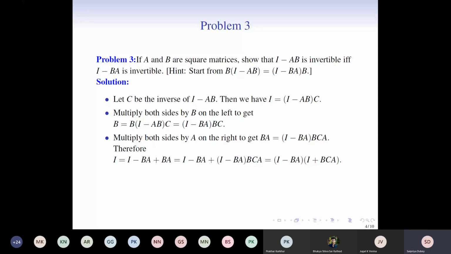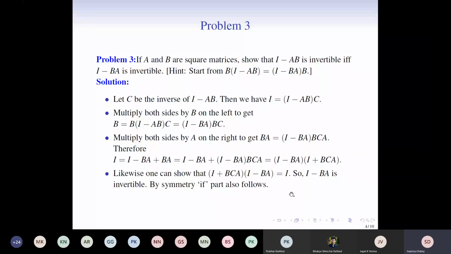So let's carry on from here. We have to show what happens to the matrix when I multiply I plus BCA times I minus BA. This also turns out to be identity. You can show it in a similar way. Therefore, this is invertible. And by symmetry, if you interchange A and B, it will give you the reverse implication as well. I hope problem 3 is clear to all.